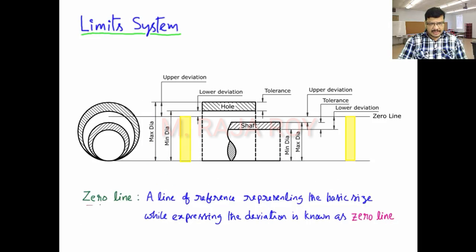Now what is zero line? Zero line is the general reference line representing the basic size. So the expressions, variations or deviations, we have to explain with respect to the zero line only. So here you can see the zero line clearly. Here the variation is 0, here to here. This is the zero line. It's touching the zero line means no variation.